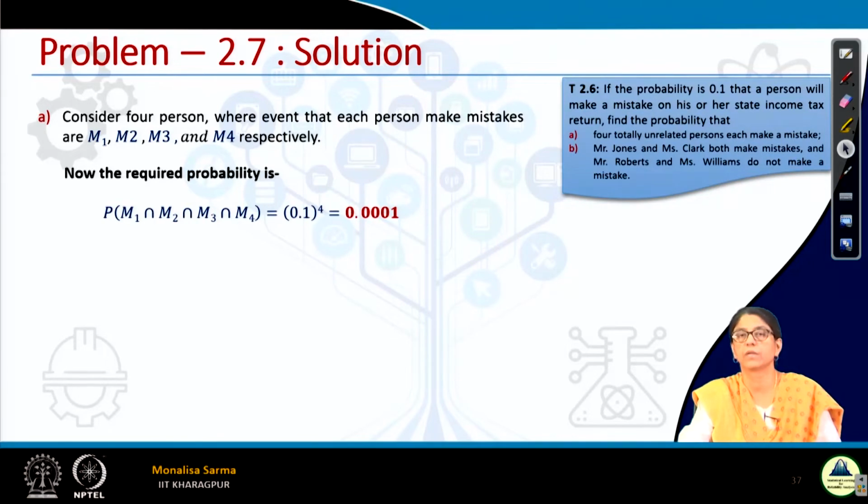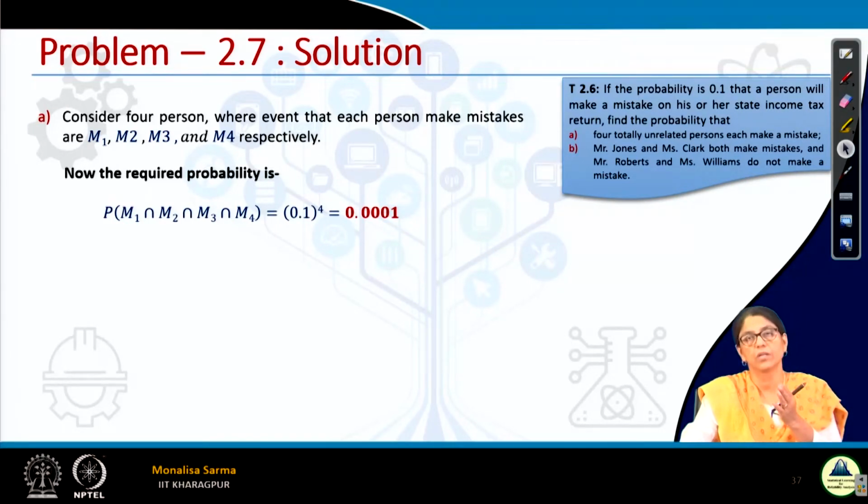So this is this, that's it. Then the second is: Mr. Jones and Miss Clark both make mistakes and Mr. Roberts and Mr. William do not make a mistake. Out of the 4, 2 make a mistake, 2 do not make a mistake. What is the probability of not making a mistake? It is just 1 minus the probability of making a mistake, the complementary event.